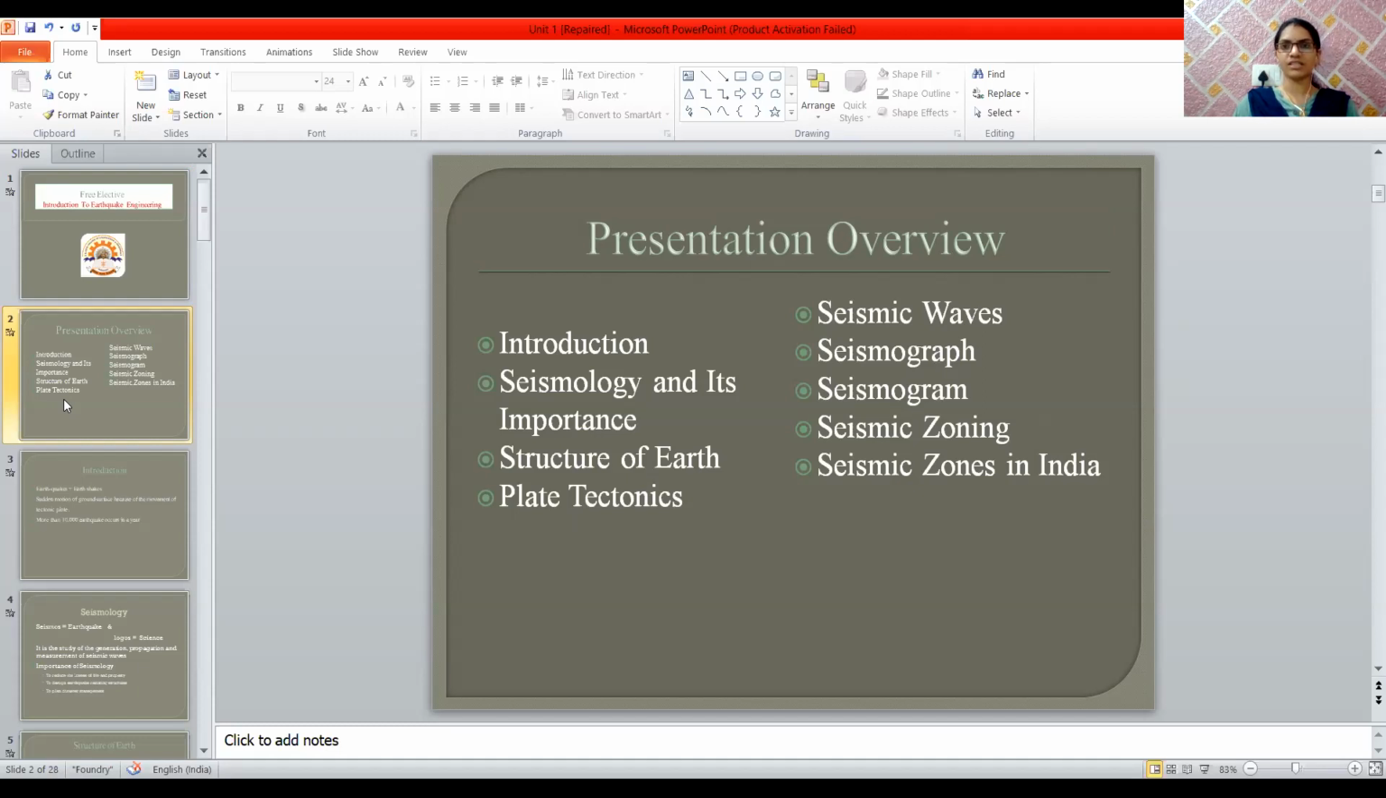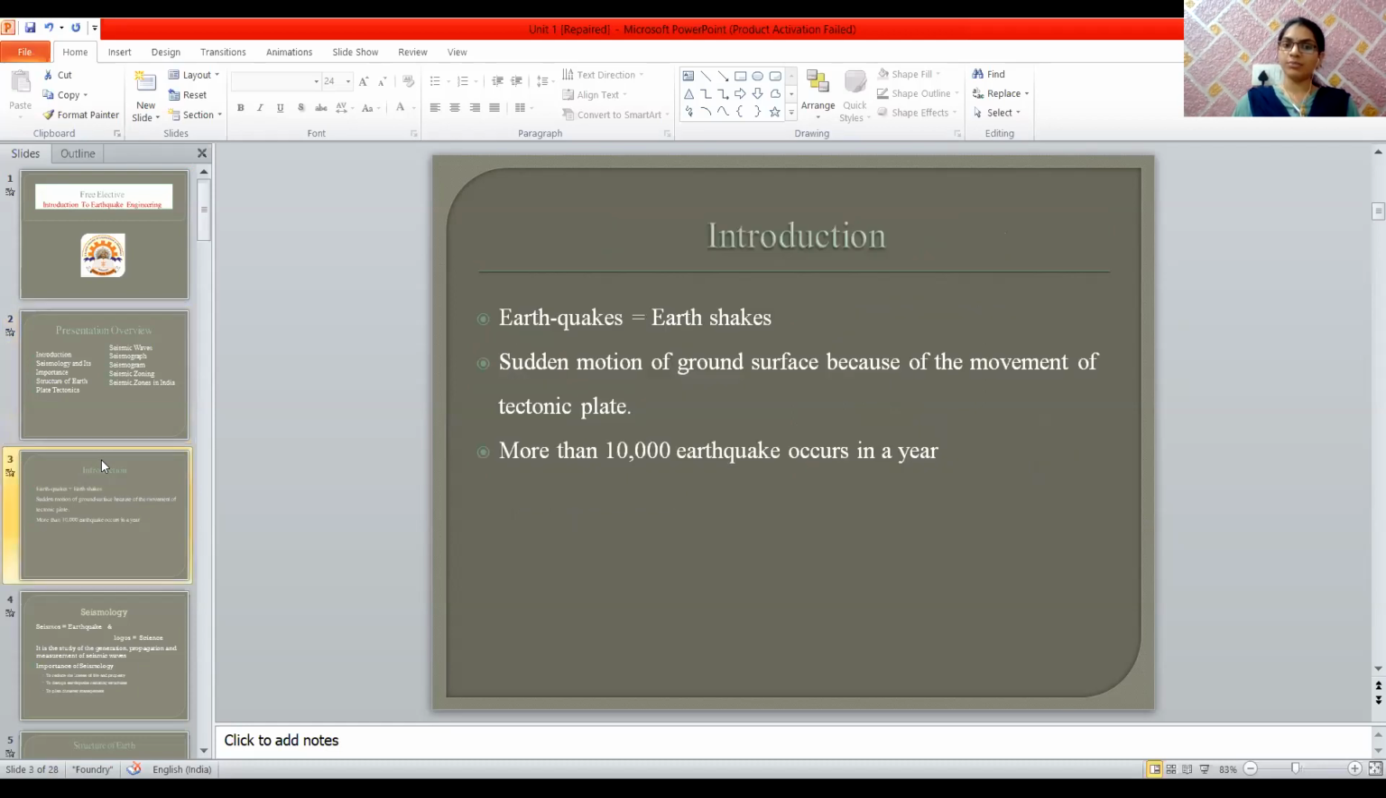What do you mean by earthquake? Earthquake is a sudden motion of the ground surface because of movement of tectonic plates. In simple words, a similar word for earthquake is earth shaking. In simple language, the definition of earthquake is sudden motion of ground surface because of movement of tectonic plates. Nowadays, more than 10,000 earthquakes occur in 1 year on the whole earth.